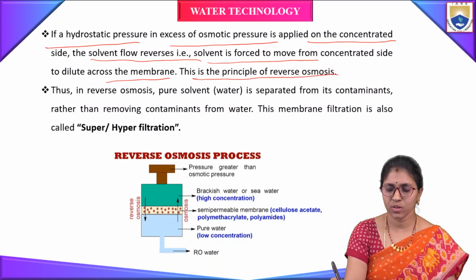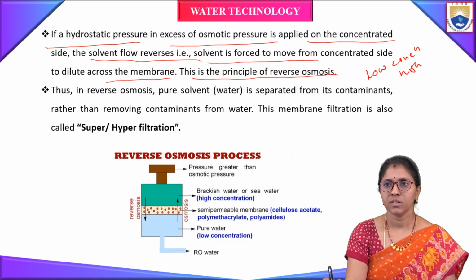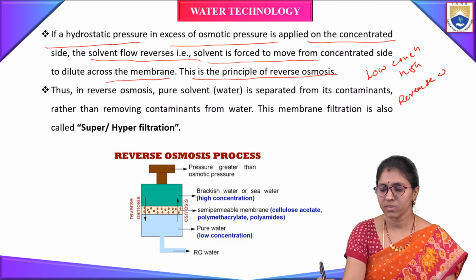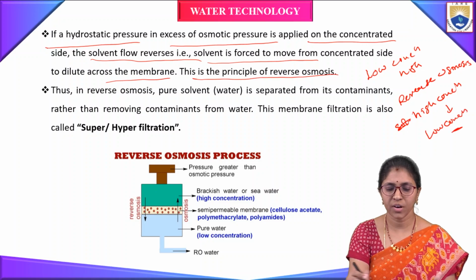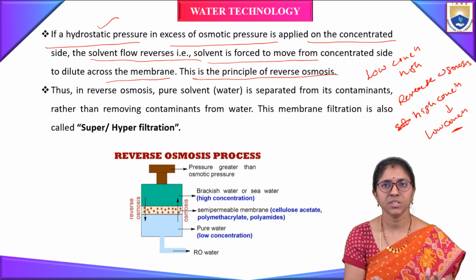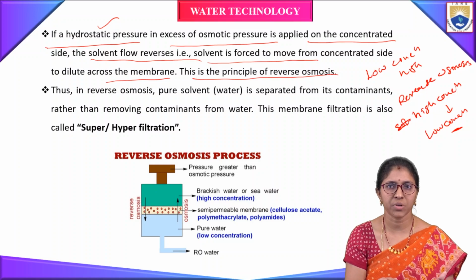In the osmosis process, the solvent flows from low concentration to high concentration. In reverse osmosis, the solvent is moved from high concentration to low concentration, because the hydrostatic pressure is more than the osmotic pressure.